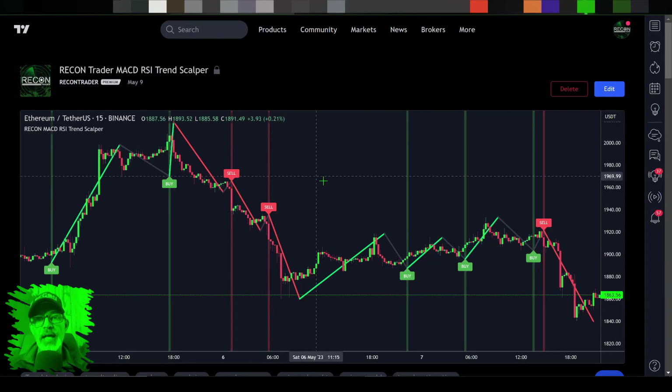Now, if you want to add this indicator to your TradingView charts, currently this indicator is marked as private. That basically means that I have to share the link to this indicator with you in order for you to add it to your charts.